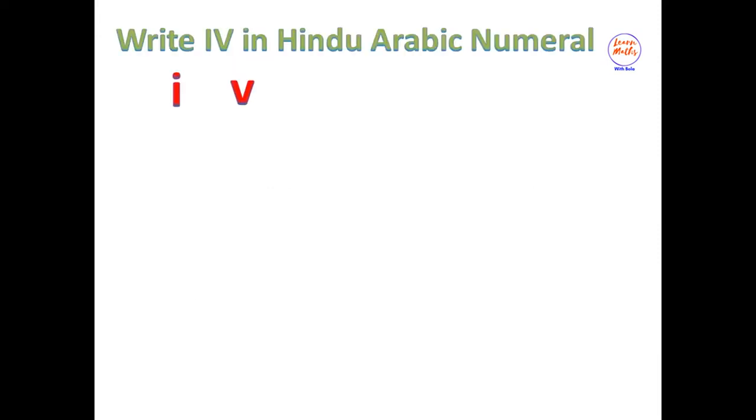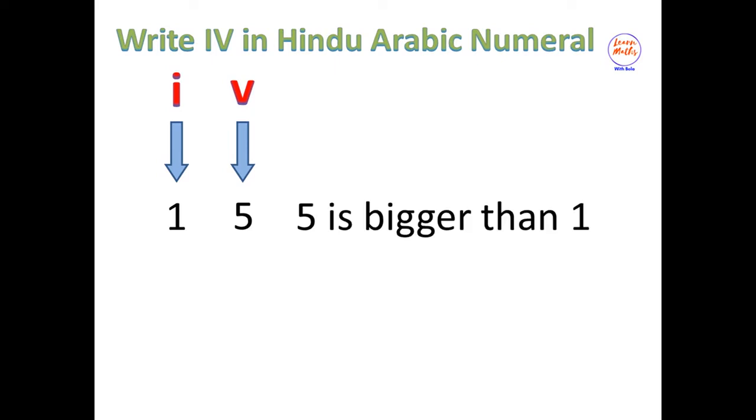I don't like just saying things without you seeing it, so I'll take examples to explain what I mean. Write IV in Indo-Arabic numeral. You can see that I already wrote out I and V. And don't forget, from our previous chart, I is 1 and V is 5. So IV is I, which is 1, and V, which is 5. 5 is bigger than 1, we can all see this.